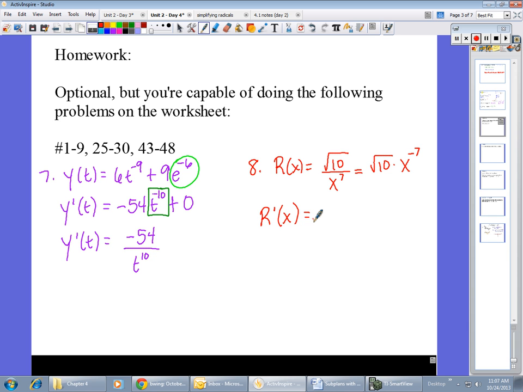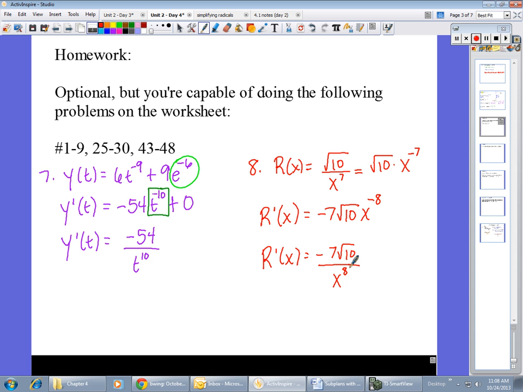Notice how I'm careful that now I'm writing r prime, the prime standing for the derivative. Swing the negative 7 in front, and you'll have negative 7 times the square root of 10. X goes down 1 to a power now of negative 8. My final answer on this will be negative 7 radical 10 divided by x raised to the 8th power. Again, toggle back and forth between those negative exponents and putting it in the denominator as a positive exponent.